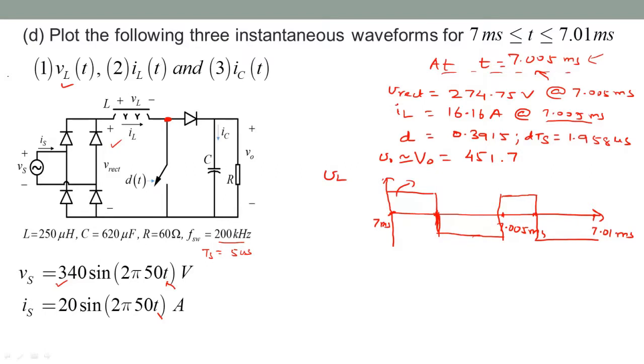So this is the on interval. The VL is nothing but Vrect because the switch is on, therefore this end is 0. So VL is simply Vrect, and that is 274.75. And the voltage here is Vrect, 274.75, minus Vout, and as I said, we're just going to assume Vout is constant, so 451.7. Okay, that was minus 176.95.